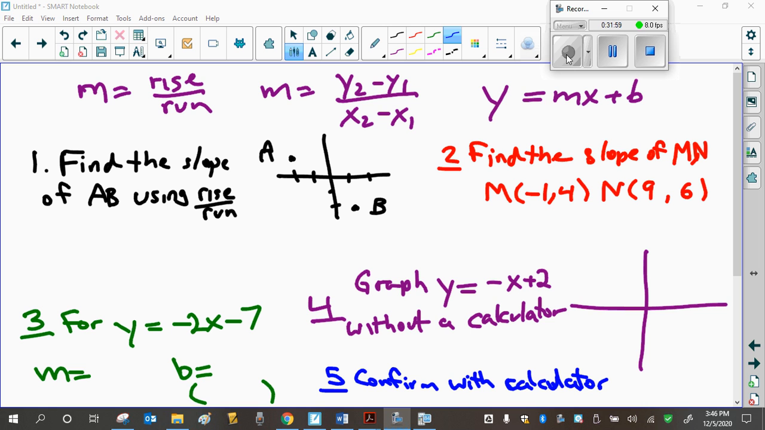Okay, here's your daily quiz. 5 questions out of 5. Formulas are in purple on top. 1, find the slope using rise over run. 2, find the slope using the other formula. 3, what's the slope and y-intercept if I give you y equals negative 2x subtract 7? And 4, graph y equals negative x plus 2 on graph paper. Of course, that's in slope-intercept form, so you're going to use that knowledge. And we just did questions like that. Number 5, punch that in your graphing calculator, and hopefully you see the same graph you got in number 4.